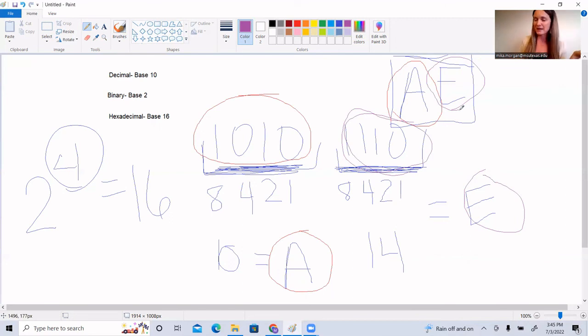That is going from base 10 to base 2 and back, from base 10 to base 16 and back, and from base 2 to base 16, which I think is a lot easier. And so that's why I always like to do it that way.